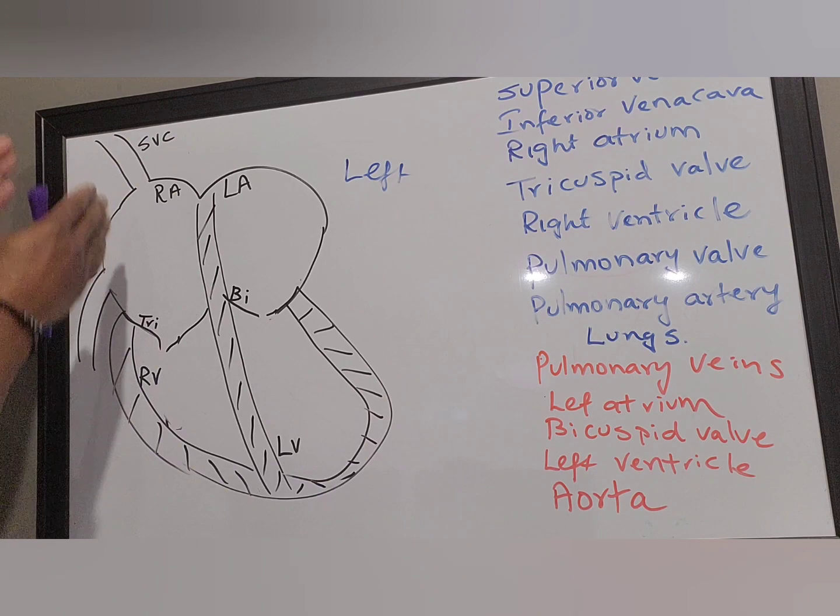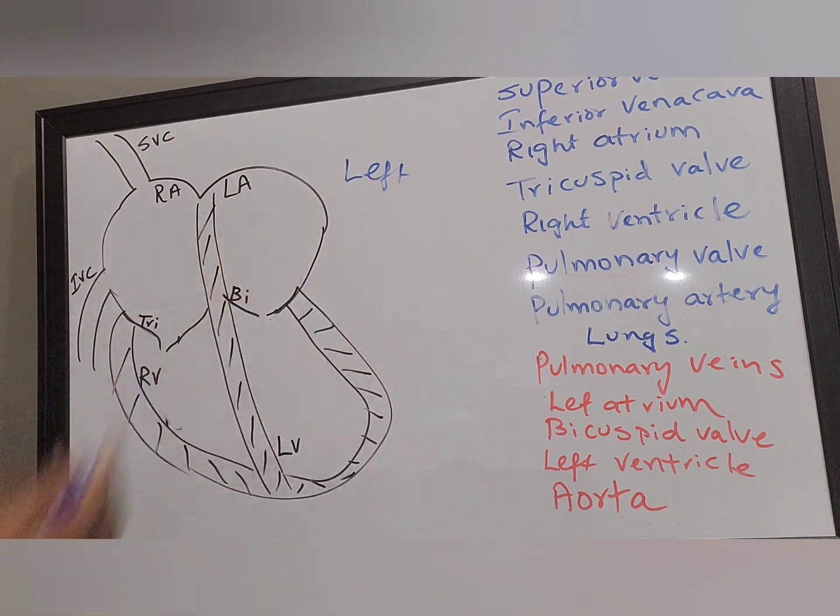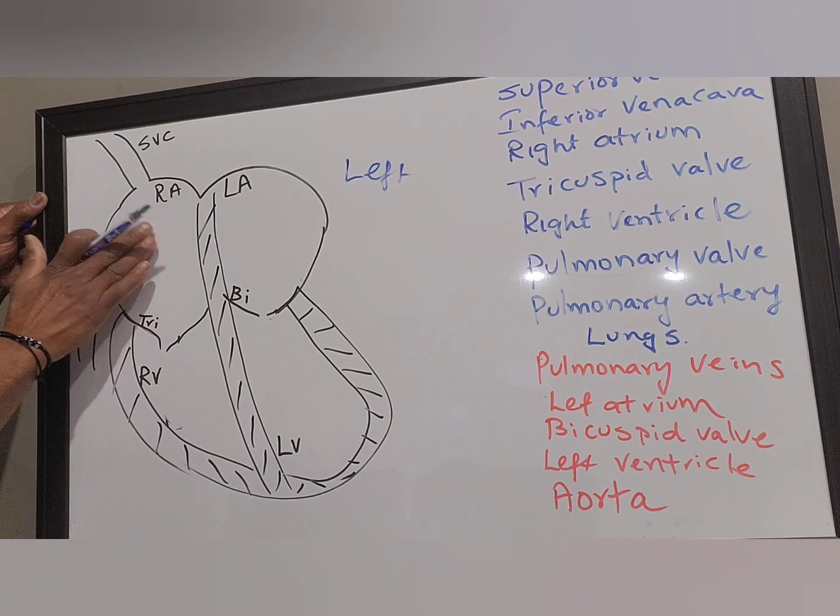I'm going to start from the right side and move into the left side, okay? Let's start from here and see what these are. I'm going to choose a correct color pen for indicating, for example, take a look here. I'm going to start with the right atrium.